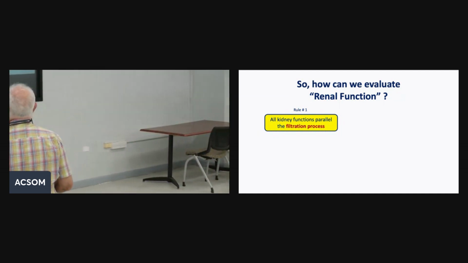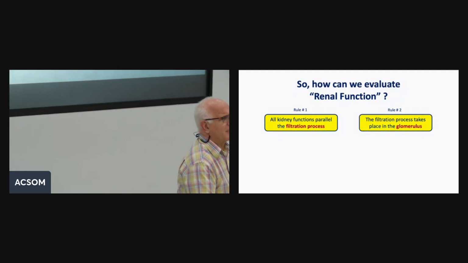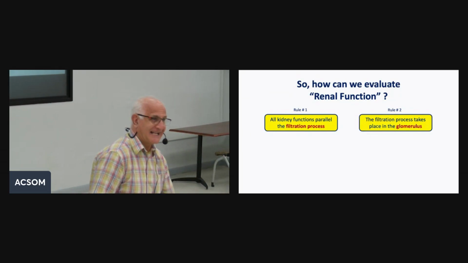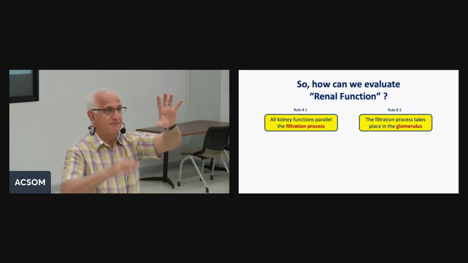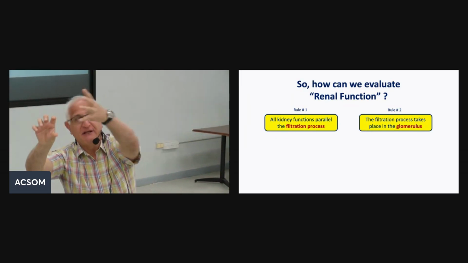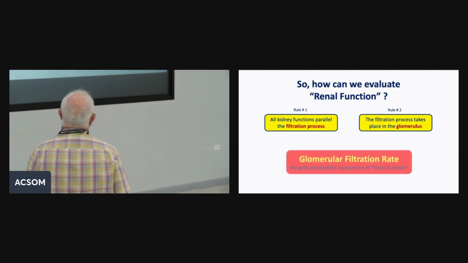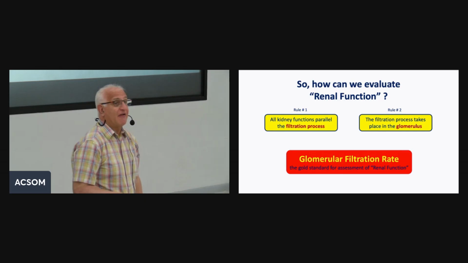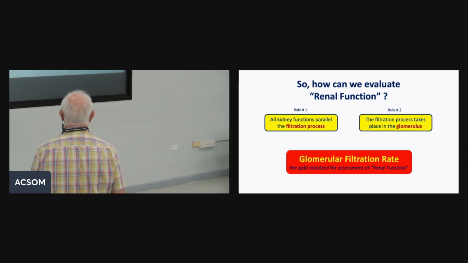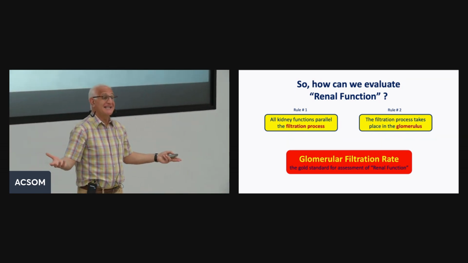Okay, so number one, all kidney functions parallel filtration. The second one, you know it already. Filtration happens in the glomerulus, right? That's where the blood comes. That's the big glomerulus. Then the tubules start and it is filtered in, right? When you know these two, you have GFR, glomerular filtration rate, which will become the standard assessment of renal function. Does it make sense now?